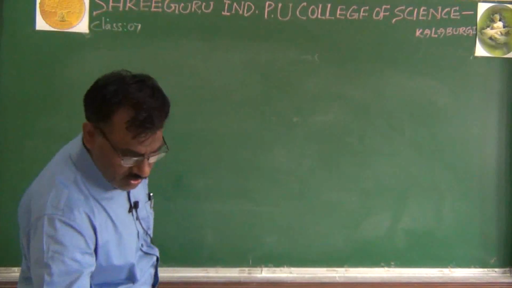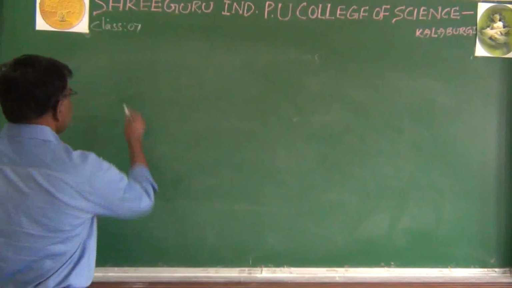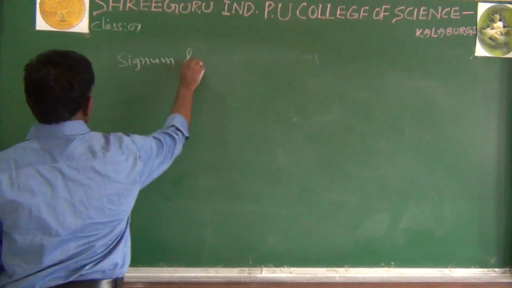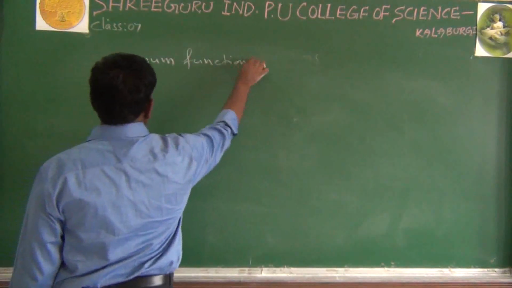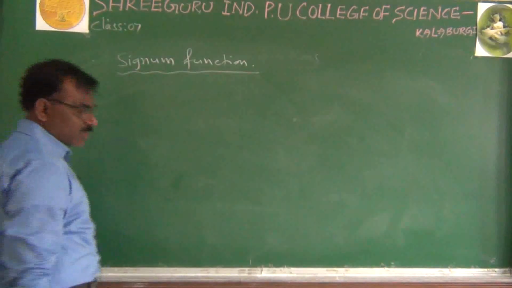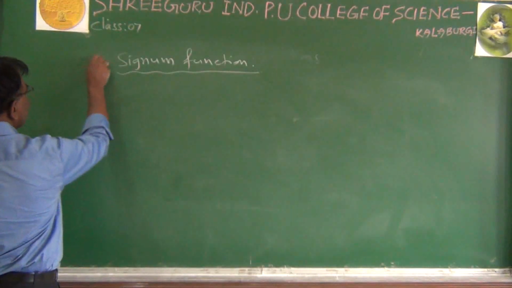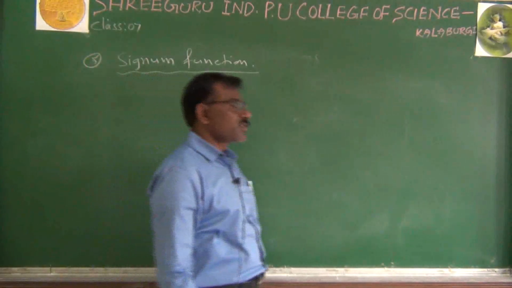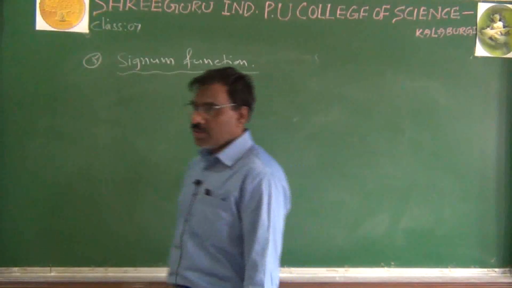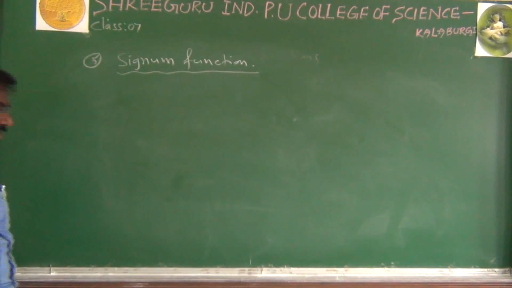Then what is the next definition? Signum function. This is definition number 5. What is the first one? Constant function, identity function, modulus function, greatest integer function, then signum function.